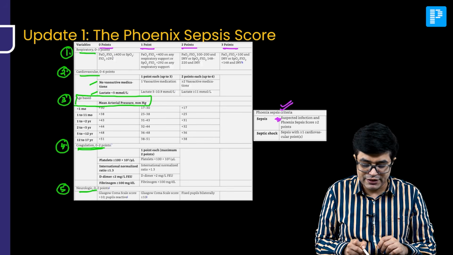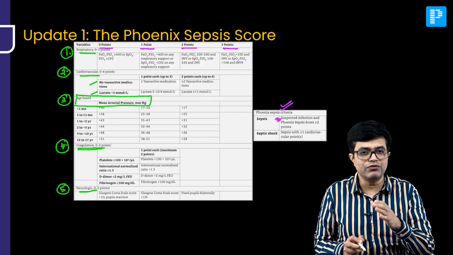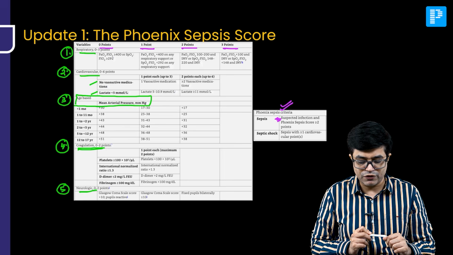And then neurologically, we see the Glasgow Coma Scale. If the GCS score is more than 10, that is 11 to 15, and the pupils are reactive, give a score of 0.